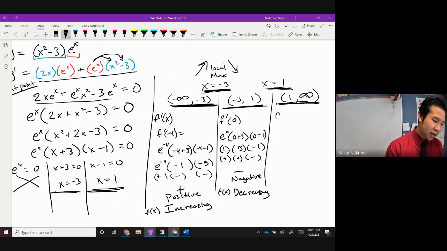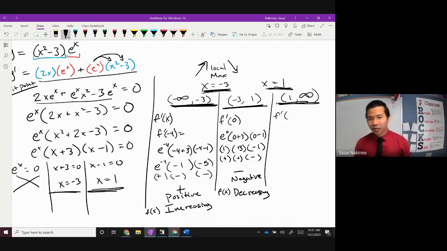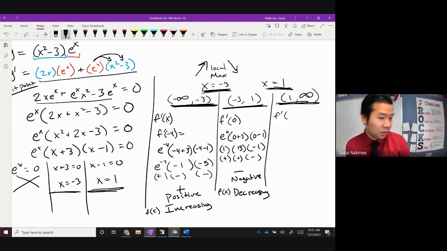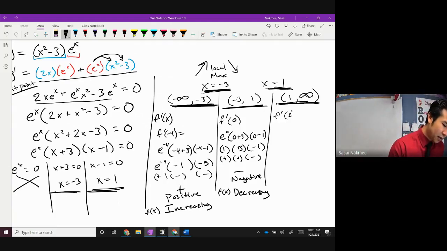Give me a number to test out in the derivative after 1, on that interval from 1 to infinity. What's a good number to test after 1, guys? What's a good number? 2. 2, why not? We can plug in 2. So we'll have here e to the 2 times 2 plus 3 times 2 minus 1.